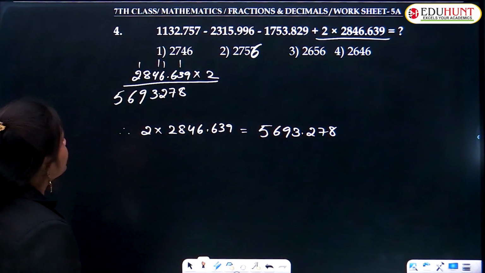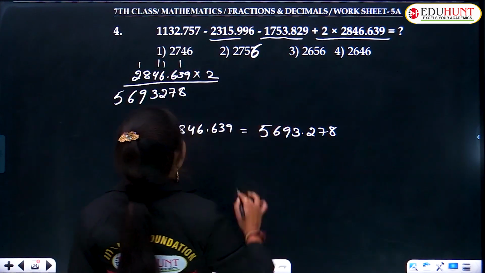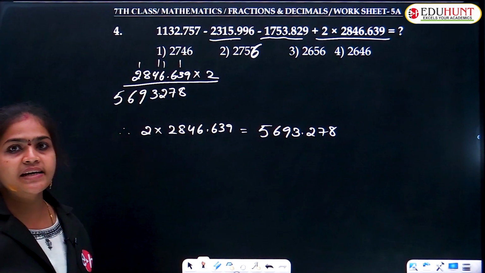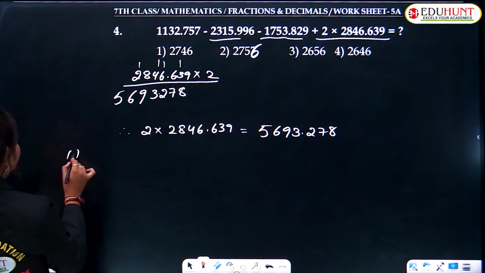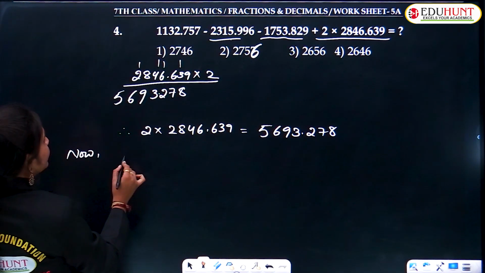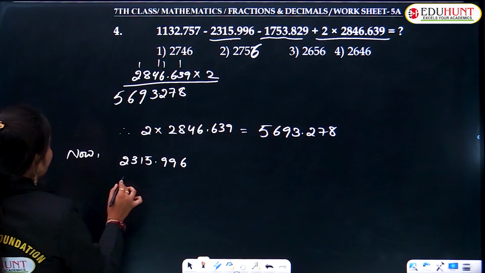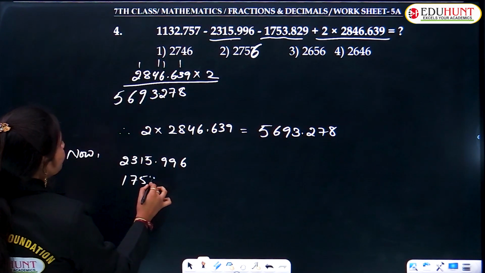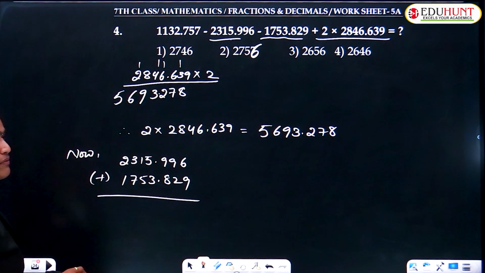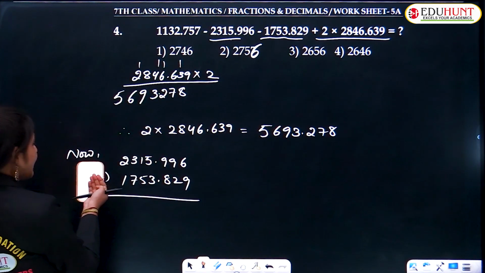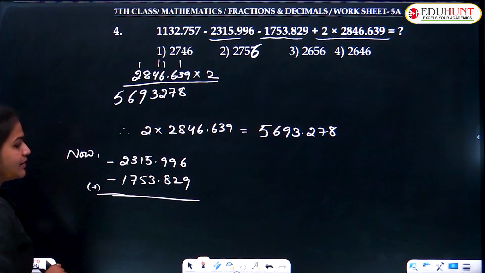Understood? Now here you just have to simplify it. These two numbers have the same sign, no? Same sign means first you have to add those two numbers. Okay. Now what do we have to add here? 2315.996 plus 1753.829. Just add those two numbers. Why? Because those two also have the negative sign, minus minus. That's why you have to do the addition here.